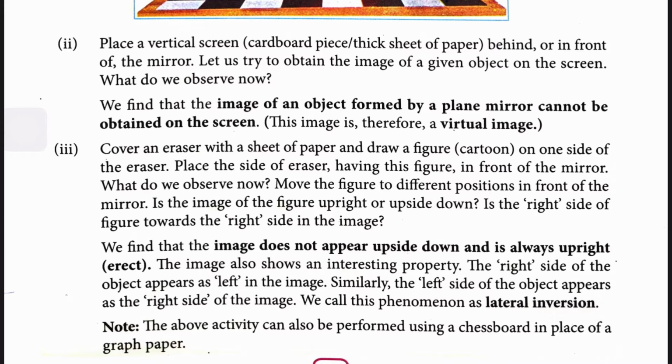Cover an eraser with a sheet of paper and draw a figure, a cartoon, on one side of the eraser. Place the side of the eraser having this figure in front of the mirror. What do we observe now? Move the figure to different positions in front of the mirror. Is the image of the figure upright or upside down? Is the right side of the figure towards the right side in the image?